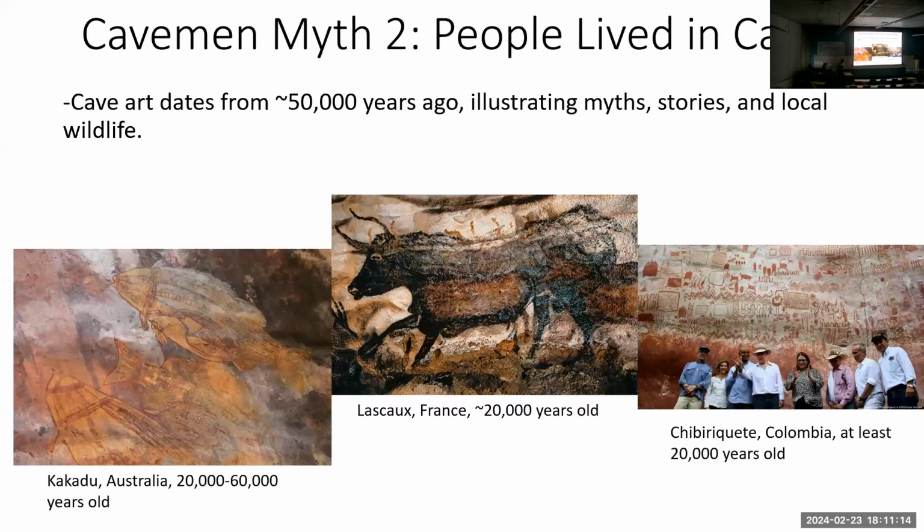And I want to show you some of this cave art because I think it's kind of cool. Cave art dates from about 50,000 years ago and can depict a lot of stuff, including myths, stories, local wildlife. There's cave art all around the world, although maybe the greatest concentration is from Europe. Here's some cave art from tens of thousands of years ago in Australia. There's a lot of interesting art there. Famous one from France. And then there's also some from Colombia, at least 20,000 years old.